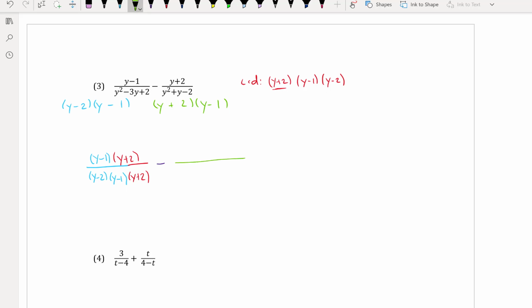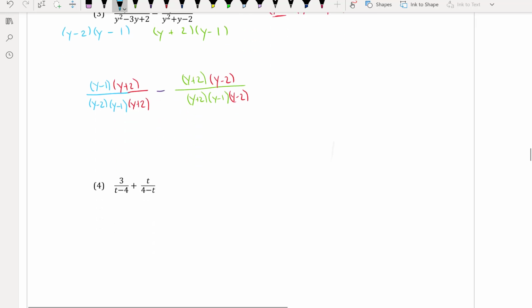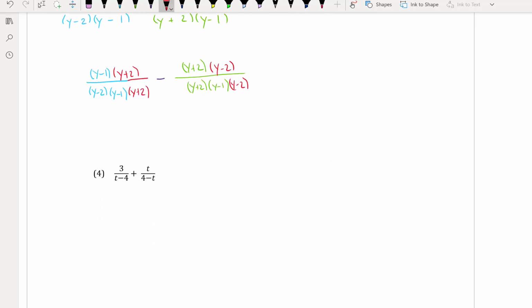So this one, I started off with y plus 2 and a y minus 1, and I had the y plus 2. So what am I missing from the denominator? So I have the y plus 2 and the y minus 1, so I'm missing the y minus 2 factor. And whatever I write on the bottom, I write on the top as well. So now that kind of helps me to figure out what I'm supposed to be doing.